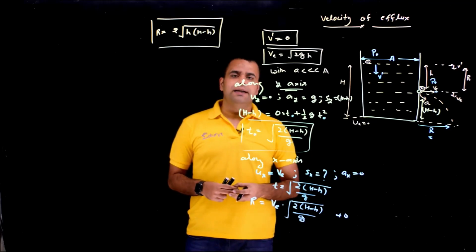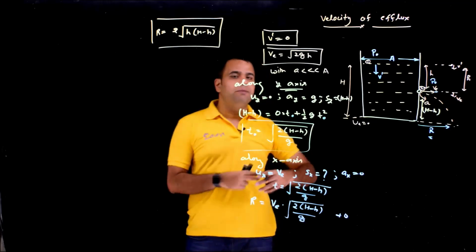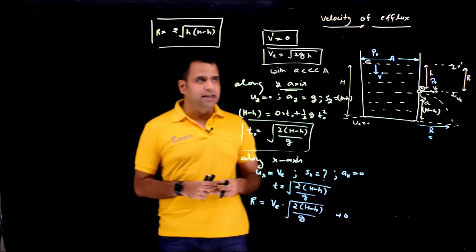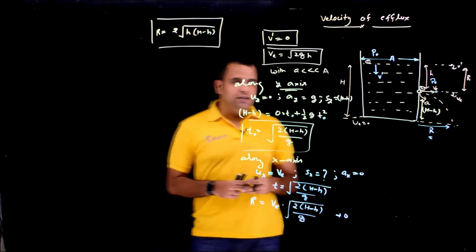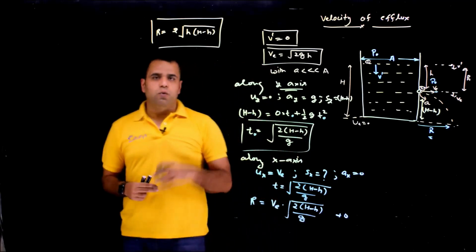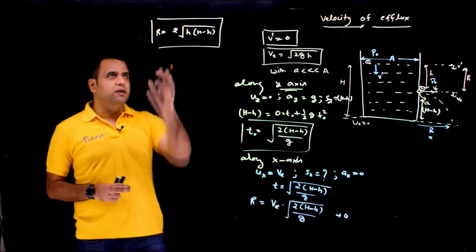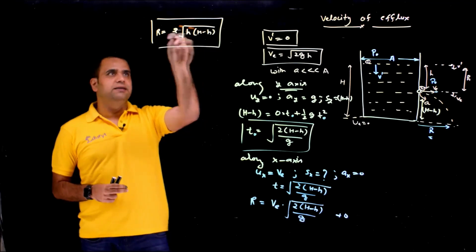Sometimes we are interested in calculating the maximum range, how much maximum range we can achieve. The examiner is interested in that. So we have calculated the range. To calculate the maximum range, all we have to do is differentiate this equation. Only one variable is there, small h, and this is a dependent variable.